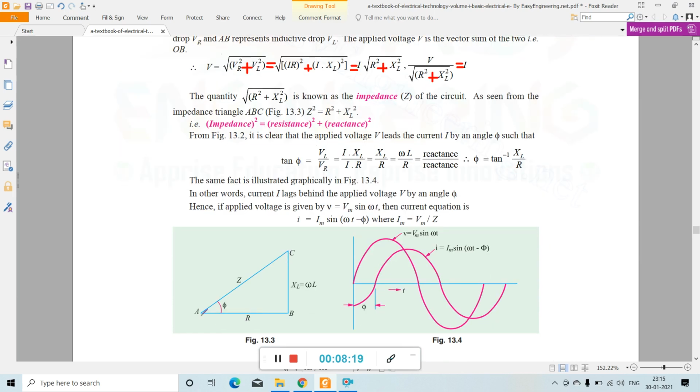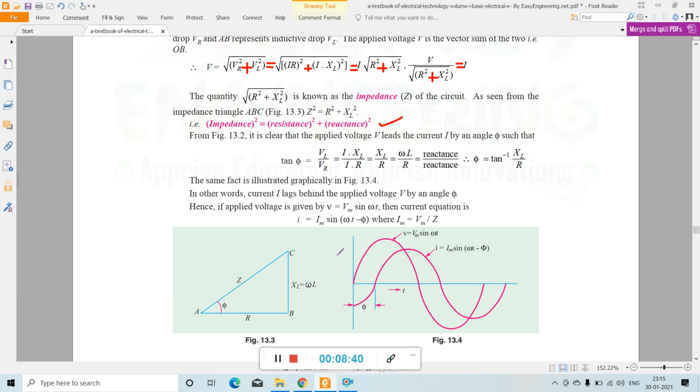This is the ABC, the impedance triangle. So here Z square is equal to R square plus XL square. Here XL is equal to omega L. So impedance square is equal to resistance square plus reactance square. And in case of an RL series circuit, the reactance is the inductive reactance.